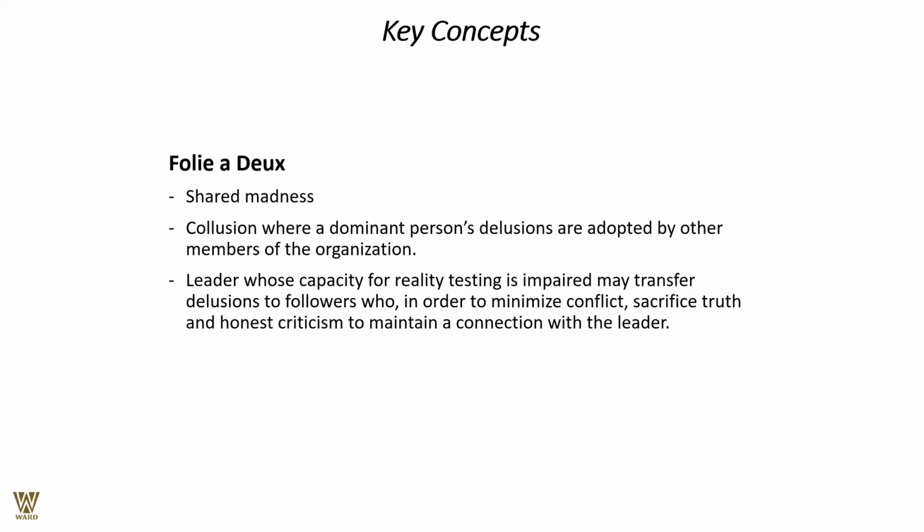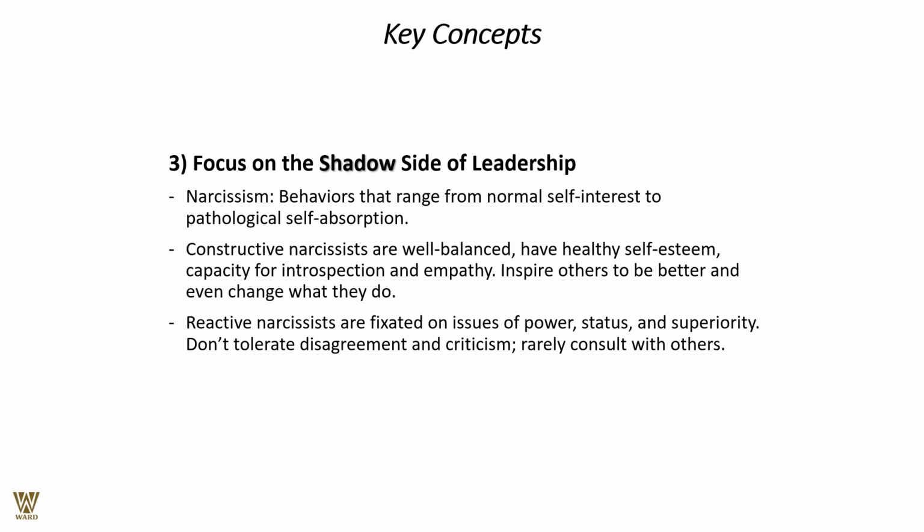This is where the dominant person will ensure that the characteristic, the dictum, the statement, the behavior displayed by him or her is mimicked by every one of the team members in the organization. Leaders whose capacity for reality testing is impaired may transfer delusions to followers in order to minimize conflict, probably even sacrificing truth and honest criticism. Let us focus on the shadow side of leadership.